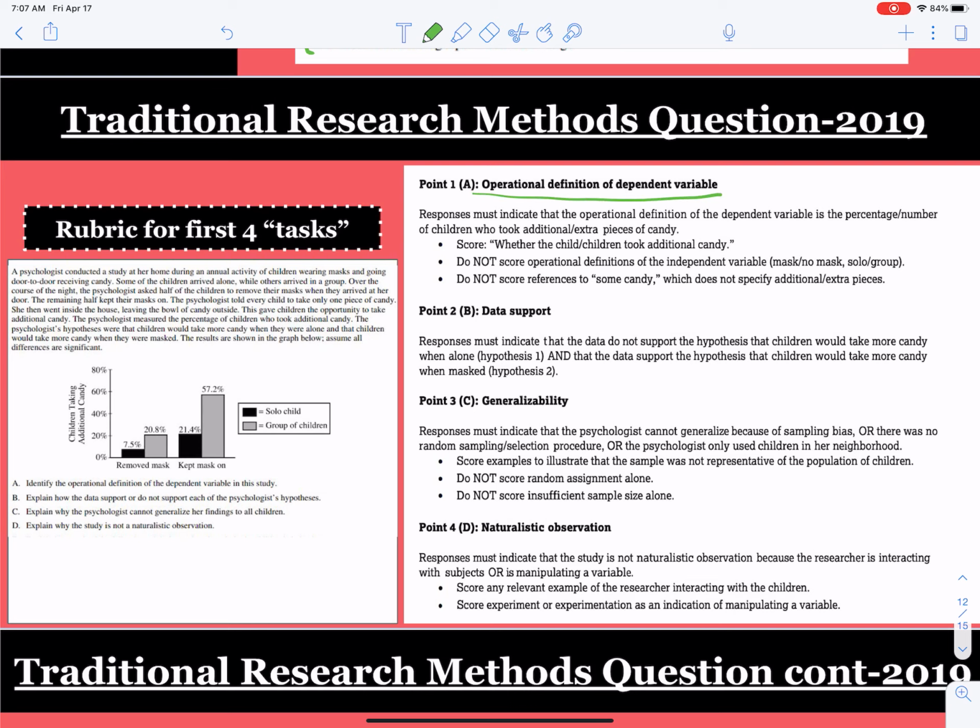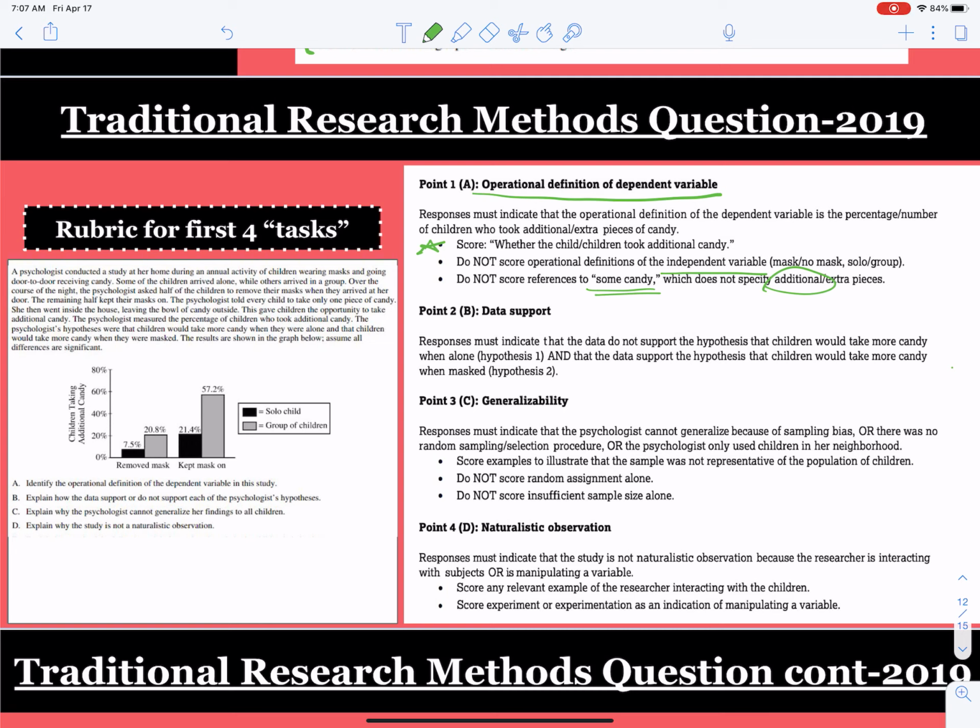They will explain to you what "will score" means, what will get you the point. In this case, whether the children took the additional candy scores as an operational definition of the dependent variable, but they will not give you a point if you operationally define the independent variable, or if you aren't specific and you say something like "some candy" and don't specify "additional candy." And once you read this prompt, you'll understand more what they're talking about there. But I just want to show you the specifics of what they're looking for when they score your FRQ.